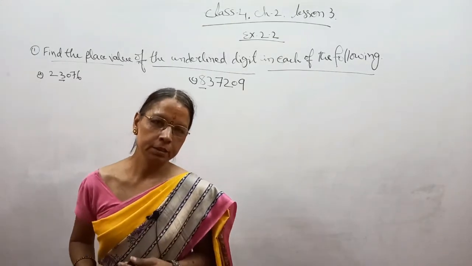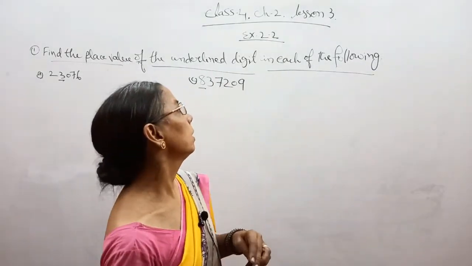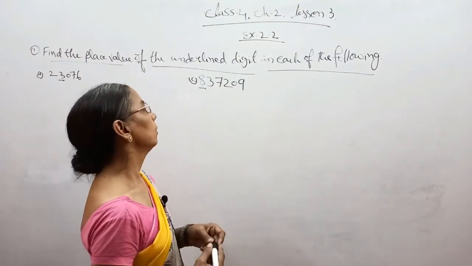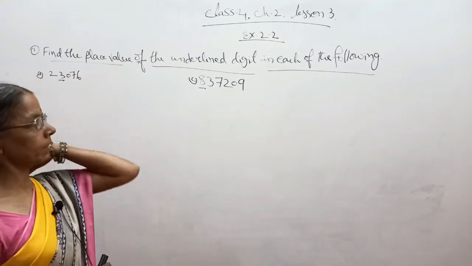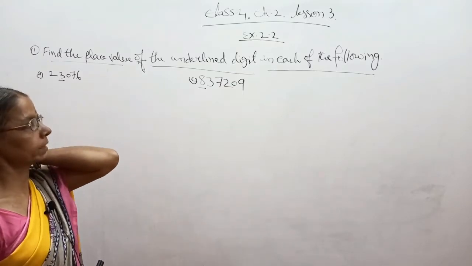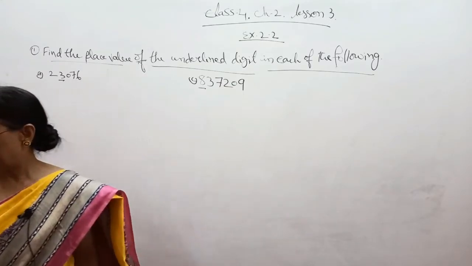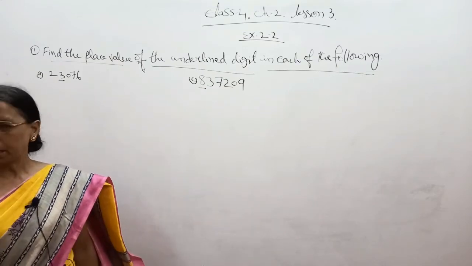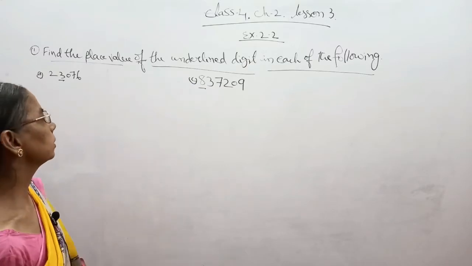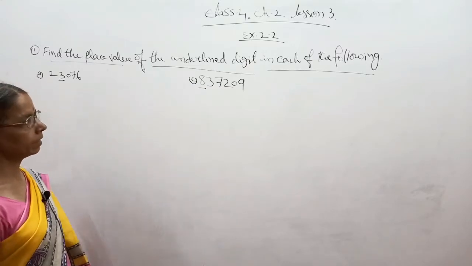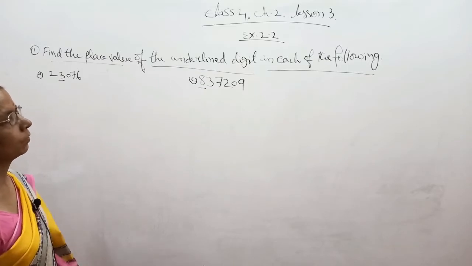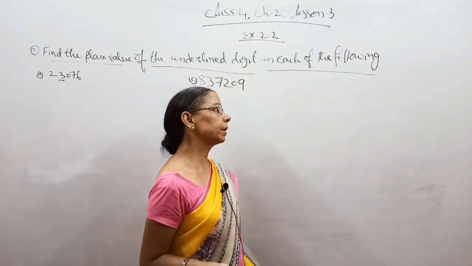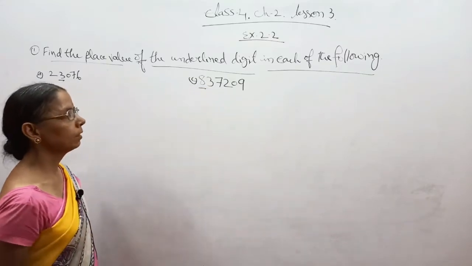Good morning, children. Today we go for exercise number 2.2, which is on place value, successor, predecessor, and the pattern or expanded form. On these questions, I will make you understand the questions and solve them easily.